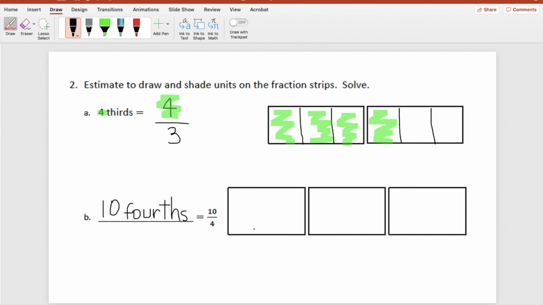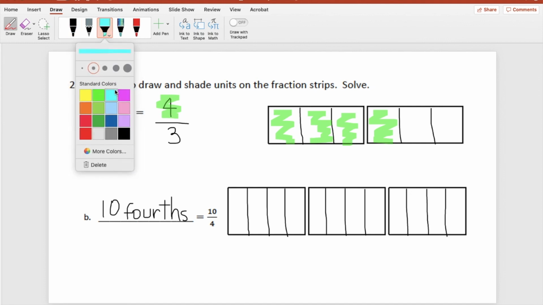So I need to cut these into equal pieces so that they are fourths. So here we go. Again, I always do in half, and then half again. 1, 2, 3, 4. There's 1 whole cut up. There's 2 wholes. And 3 wholes all chopped up, and I need to make 10 fourths.